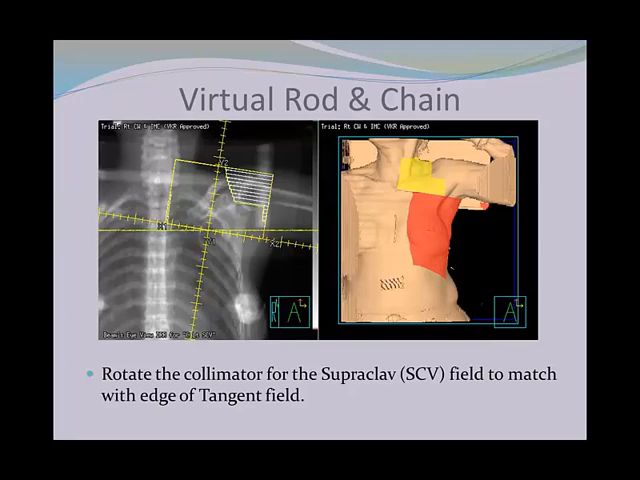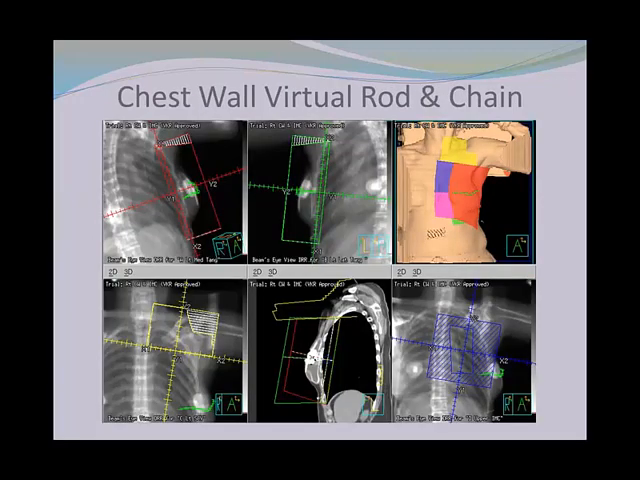So this is just the 3D view of that case with rods and chains. And the main thing about this is the rotation, the non-divergent between the tangent fields and the superclav field.